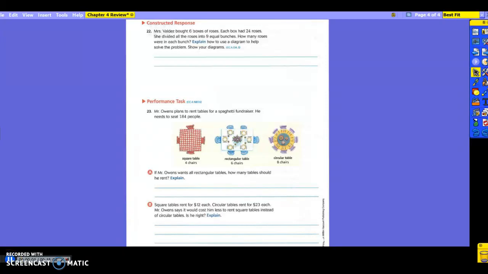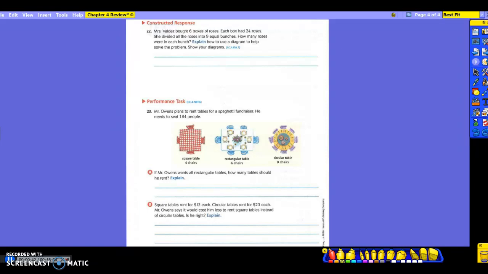All right, so for the Chapter 4 review, we're going to start with constructed response. Let's read the first question that it's asking of us. Mrs. Valdez bought 6 boxes of roses. Each box had 24 roses. She divided all the roses into 9 equal bunches. How many roses were in each bunch? Explain how to use a diagram to help solve the problem. Show your diagrams. So, what kind of diagrams do you think they're talking about?